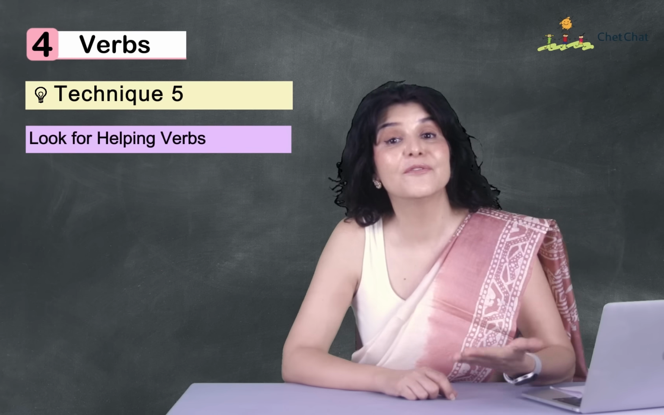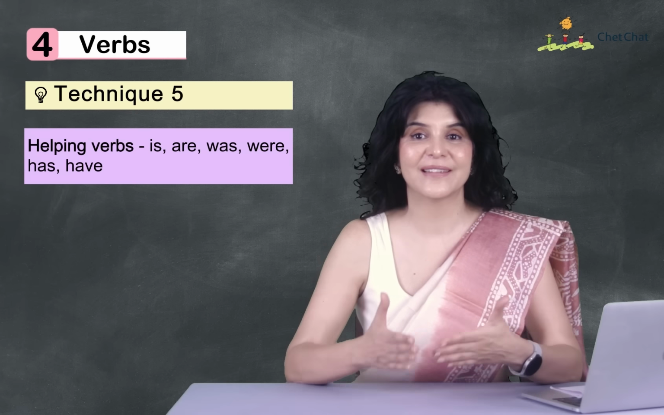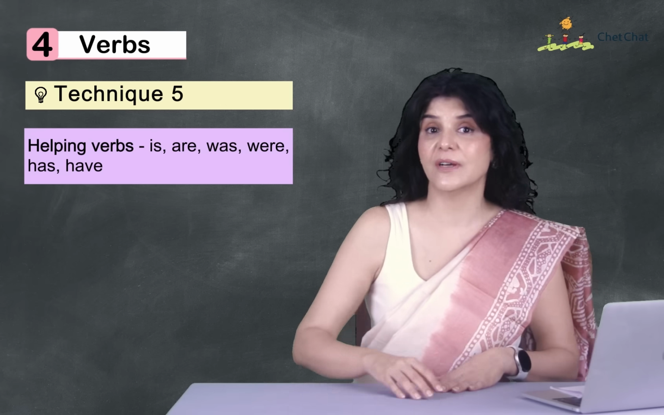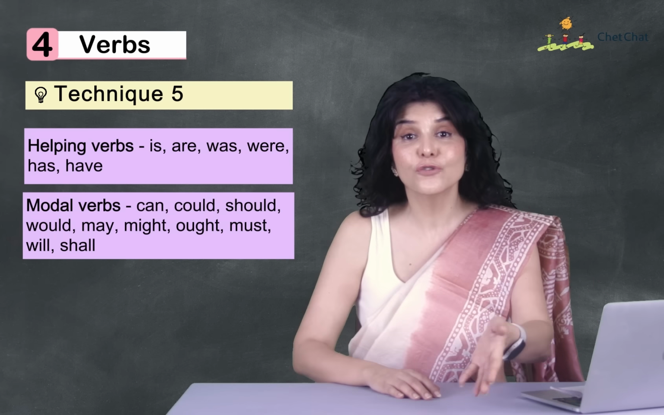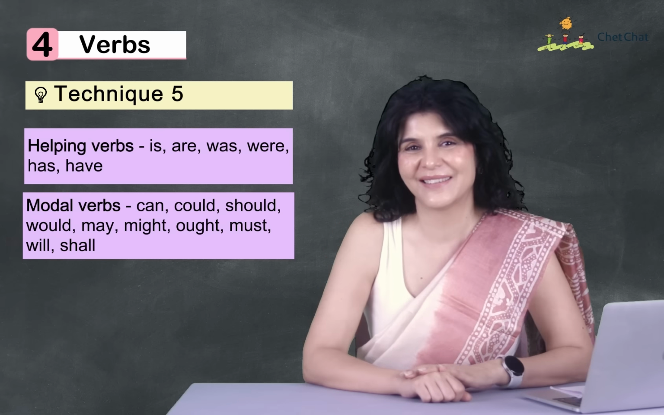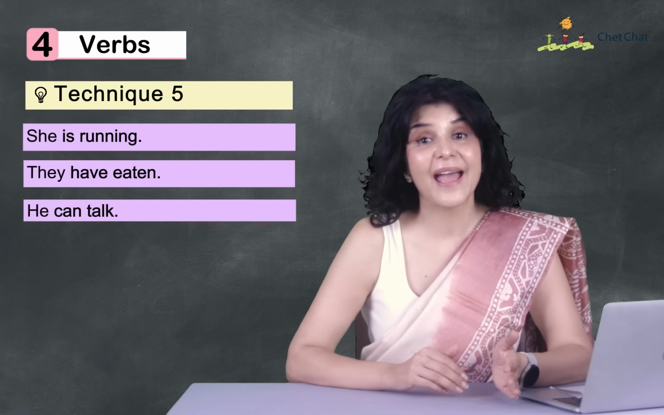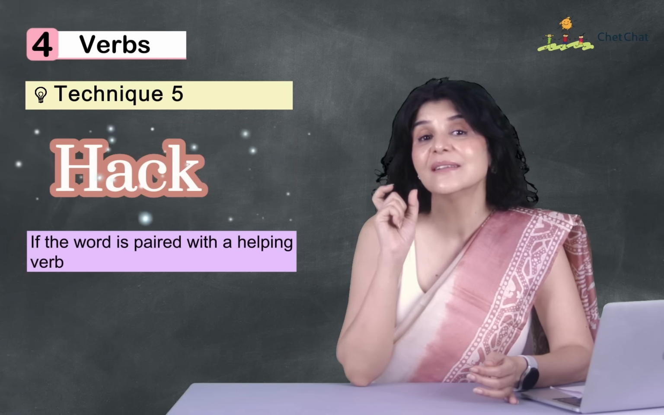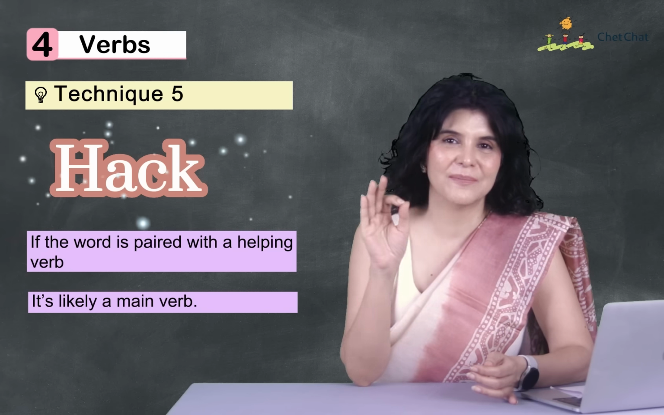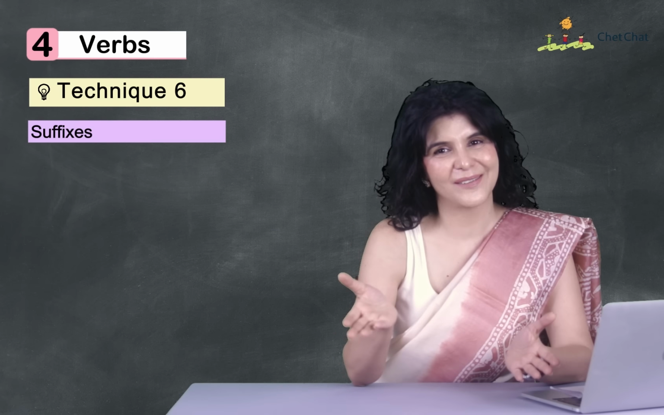Okay, let's look at technique number 5. Look for helping verbs. Helping verbs often team up with their verbs. For example, is, are, was, were, has, have or will. Or even modal verbs like can, could, should, would, may, might, ought, must, will, shall, etc. She is running. They have eaten. He can talk. Now, if the word is paired with a helping verb, it's likely that the main verb is a verb.